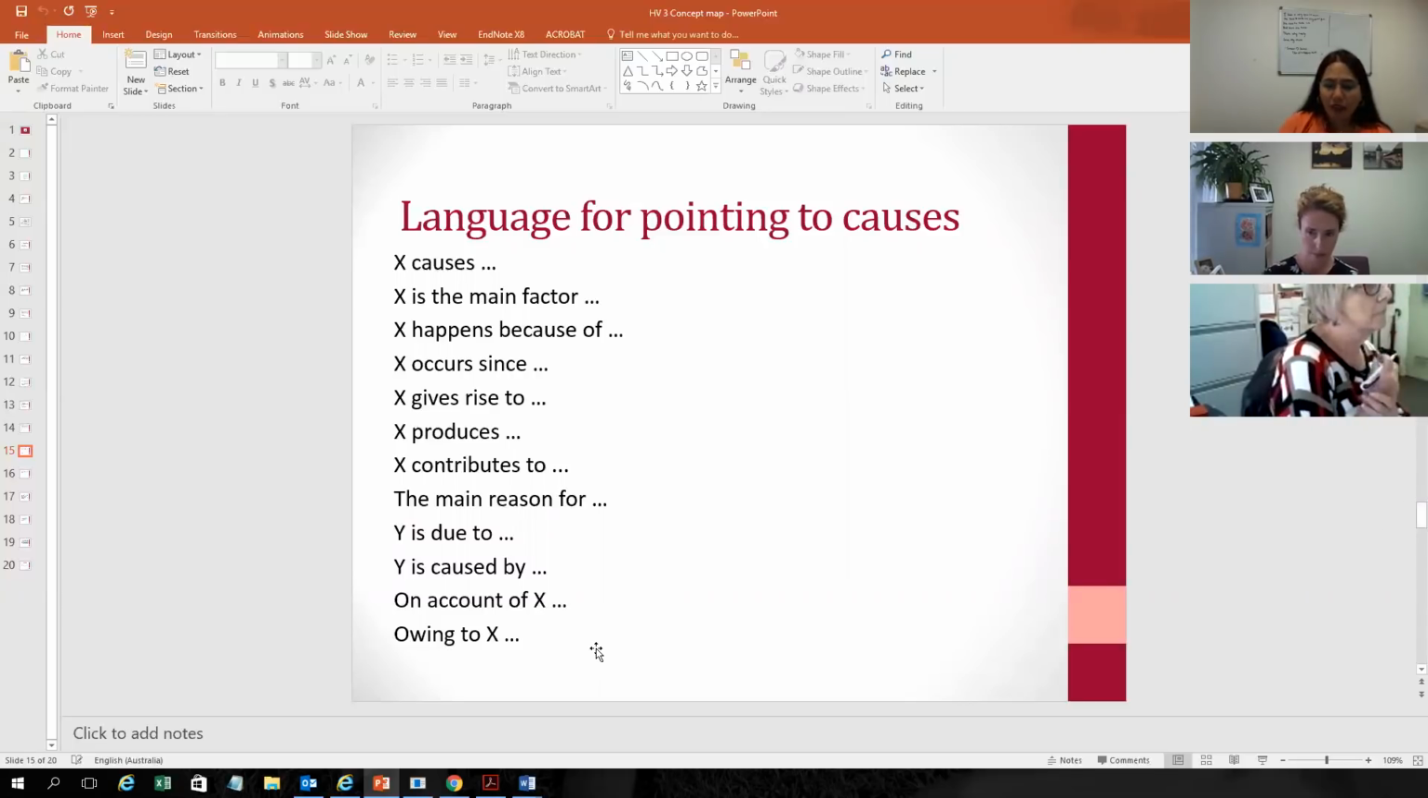Would somebody like to type in the chat box, use one of these phrases that I've outlined for you, and write about the pathogenesis, one sentence, just to see if you've got what I mean. X causes, or use on account of X and continue the sentence. On account of what?